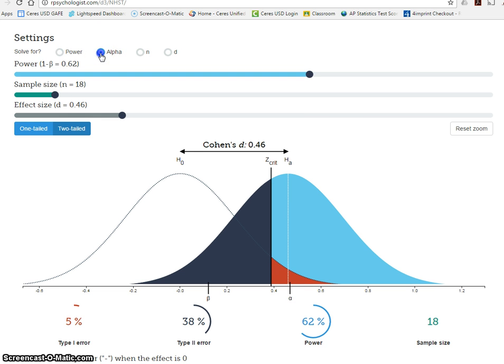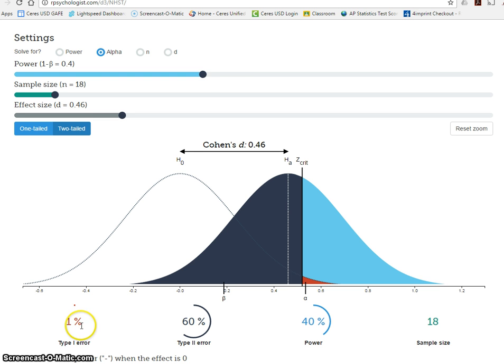Let me go and solve for alpha now. Let's see the connection between alpha and power. If I decrease my power, I should be increasing my type 2 error, right? If I increase my type 2 error, what happens to my type 1 error? Increasing my type 2 error decreases my type 1 error, right? Decreasing my type 2 error increases my type 1 error. Either way, we're going to have a probability of getting an error.